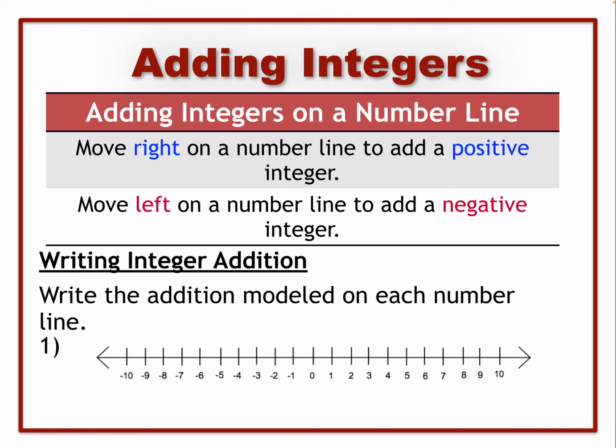We have a number line where we have a line starting from 0 to the right, so that means it's a positive number, it's 4, and then from there you move one more place to the right. That means you add a positive number because you're moving to the right. So the addition model will be 4 plus 1 equals 5.